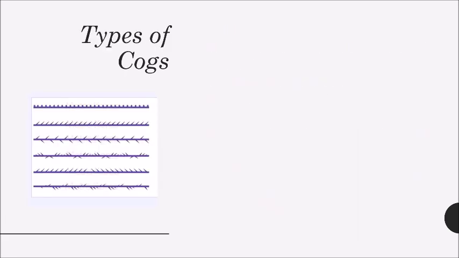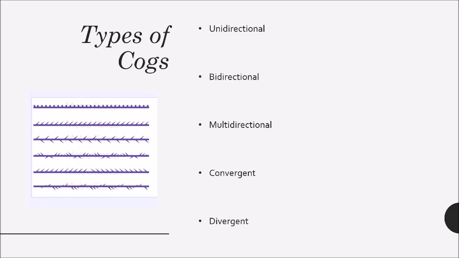Here are the types of cogs. They may be unidirectional. These are unidirectional barbs, bidirectional barbs. They may be multidirectional. They may be convergent towards each other, or they may be divergent.